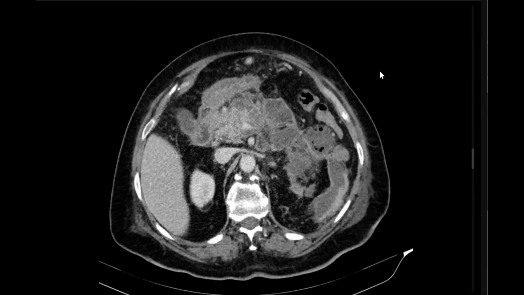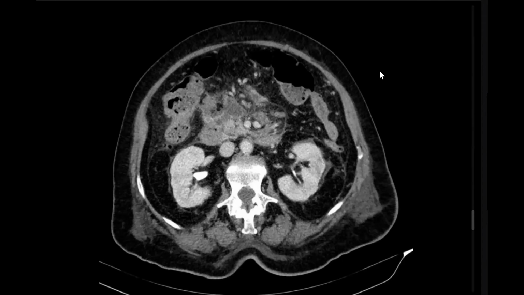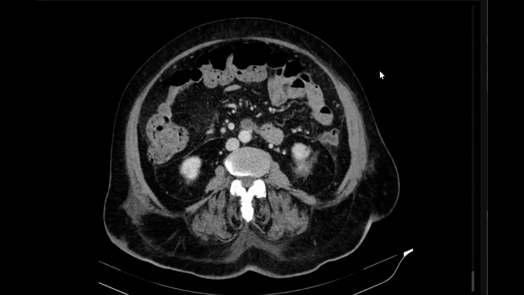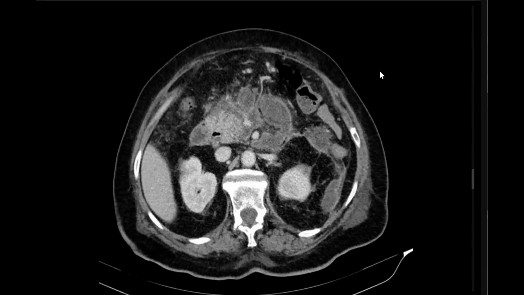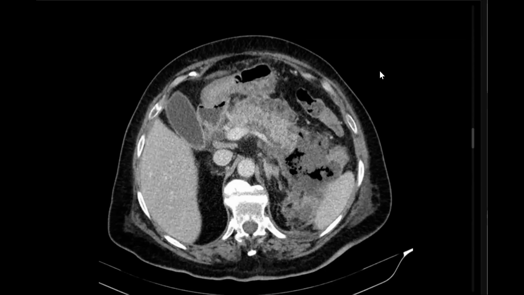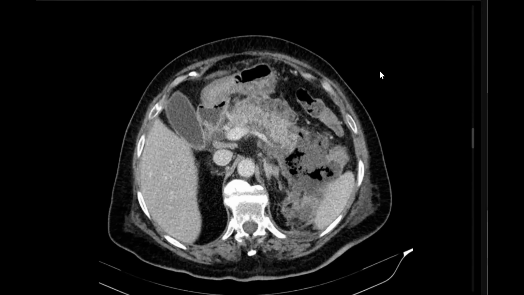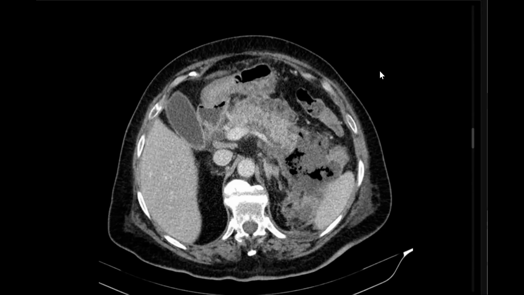There is a collection noted at the tail of the pancreas with air locules in it. So this is the area of interest for me, in which I can appreciate that the pancreatic outline is not well defined. There is peripancreatic fat stranding, peripancreatic fat haziness with the peripancreatic fluid as well. There is a collection with the air locules in it at the tail of the pancreas.